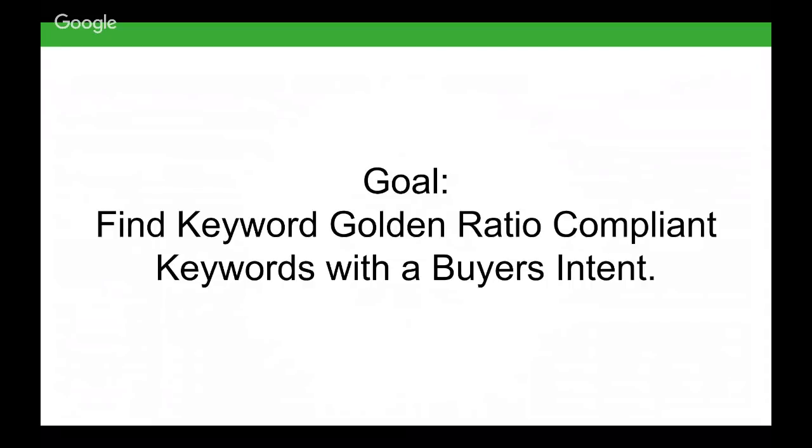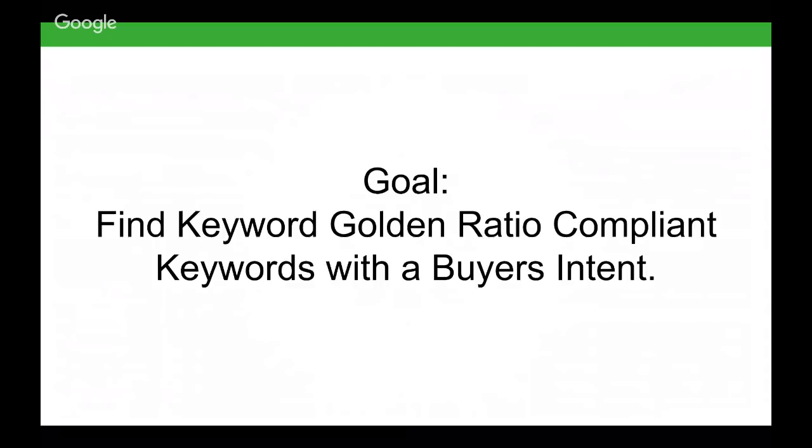So overall here, the goal is to find keyword golden ratio compliant keywords with a buyer's intent. As we mentioned before, when you're looking at the different types of keywords, you want to make sure the keywords you're targeting will bring the right kind of traffic to your site, someone who's actually interested in making a purchase sometime in the near future. It depends on the affiliate program that you're working with, but ideally, in the Amazon case, they want to buy something in the next 24 hours or so.